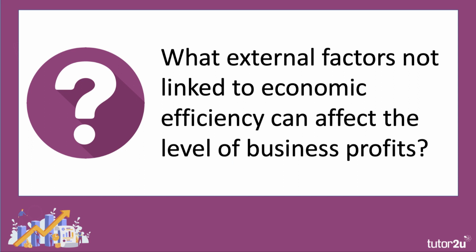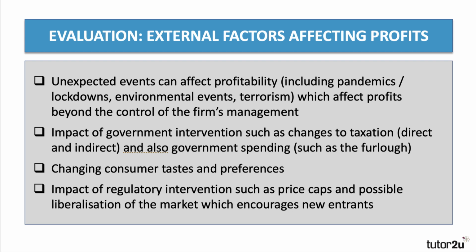I mentioned that efficiency and profits are linked, but there are many external factors, not linked directly to efficiency, which can impact on business profits. And here are four of them. First of all, there are often unexpected events, external shocks that can affect profitability. We've seen in the last year or two the impact of the pandemic and lockdowns and restrictions on the profits of travel and tourism and hospitality and many other related industries.